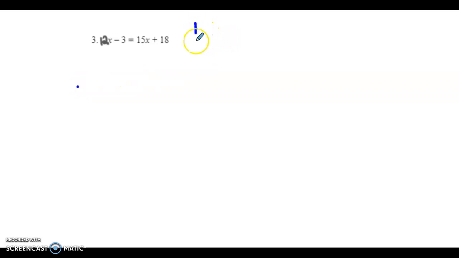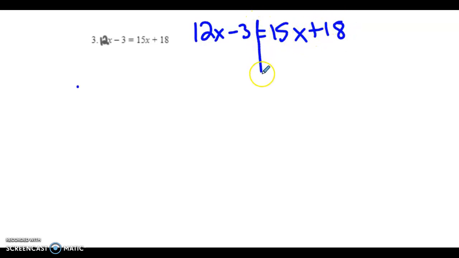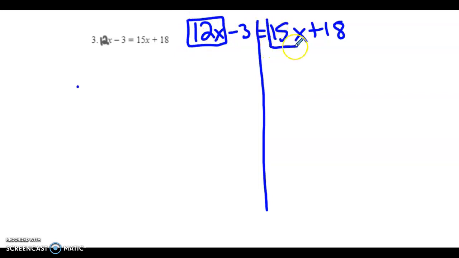All right, so for this one, we have 12x minus 3 equals 15x plus 18. I'm going to draw my line down the equal sign, and I'm going to box off those letters. They are on opposite sides, so I need to make sure that I get rid of it. And I always like to get rid of the smallest one. You don't have to do it that way. That's just what I like to do because I like to deal with positive numbers.